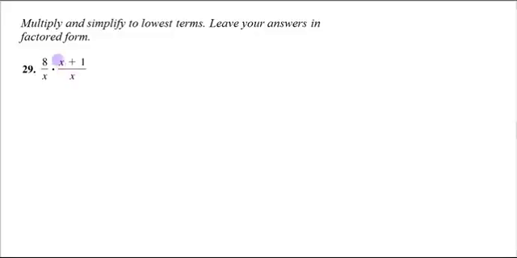Okay, I want you to see here, we cannot cancel those x's. Why is that? Because x is attached to that 1 by addition, not by multiplication. So it's not a factor, it's a term. We do not cancel terms. We only cancel factors. So we just have to multiply straight across. We get 8 times x plus 1 over x squared. And since we can leave the answer in factored form, we don't need to multiply the 8 through the x plus 1.